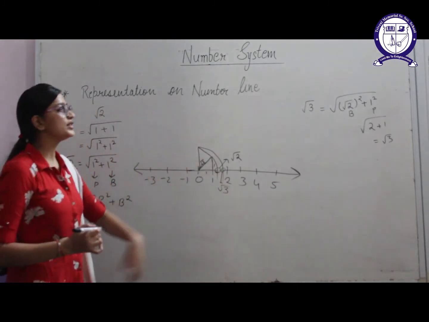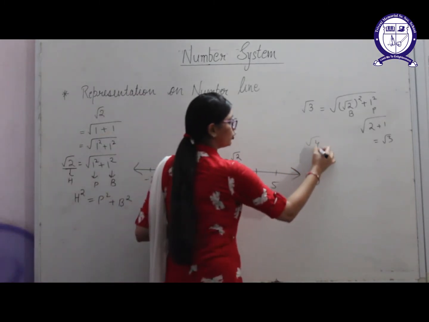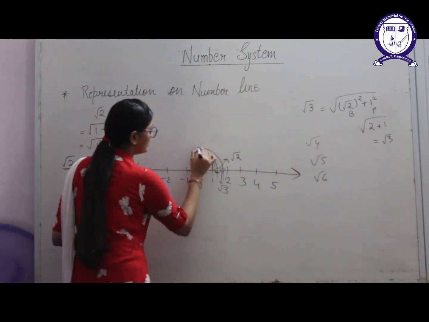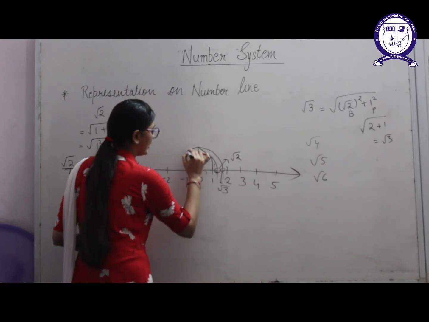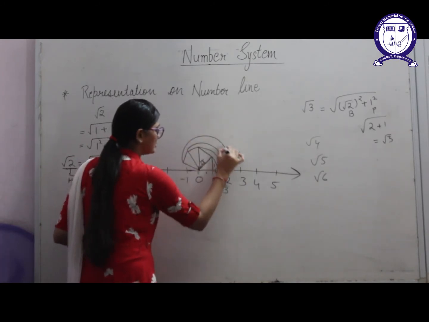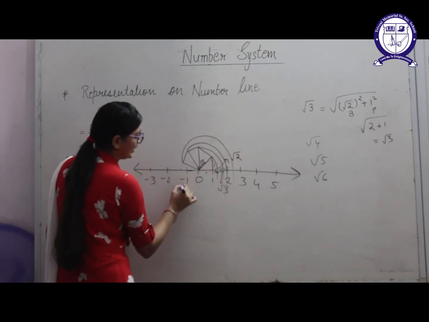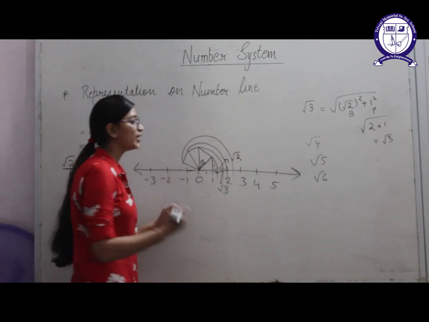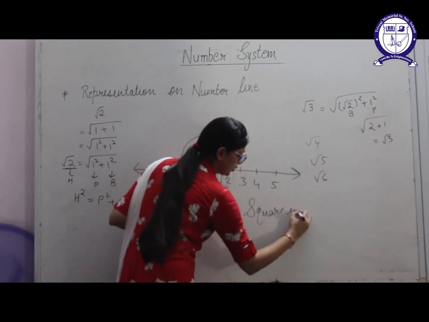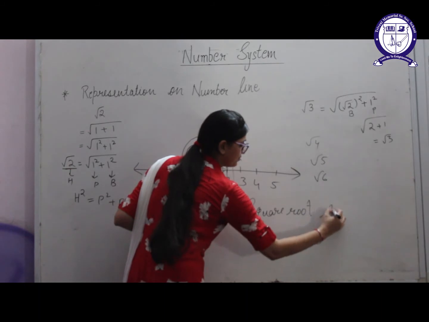If I continue in this pattern like root 4, root 5, root 6, we can draw them like this, and it will cut like this. Then this, it will cut like this. We can draw it many times and we will get a square root spiral.